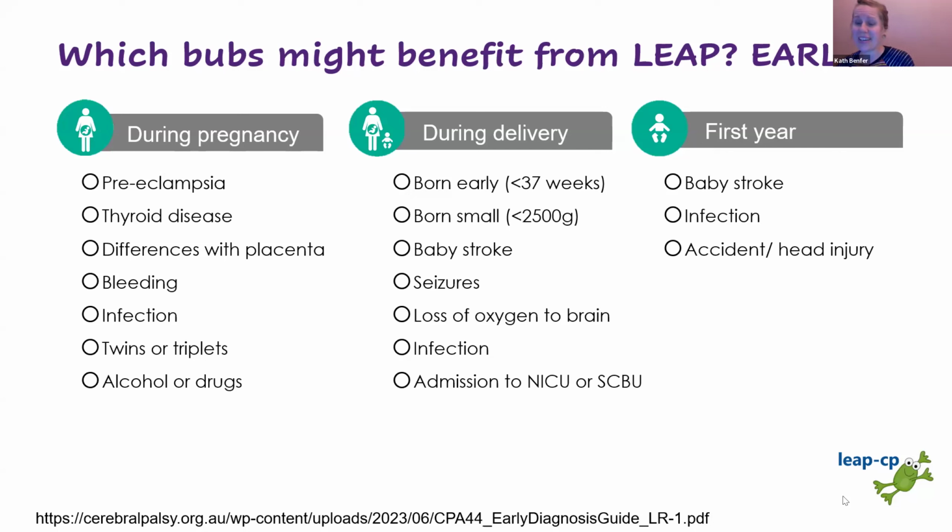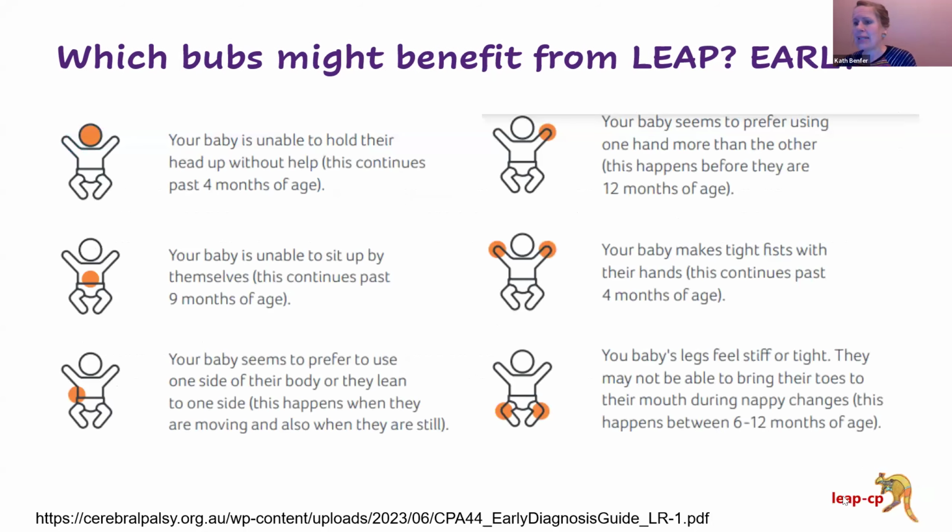The Cerebral Palsy Alliance have some really beautiful resources that give quite detailed lists of risk factors. And in addition to those birth identifiable risk factors, we've also got things that families or health providers can notice in the baby in that first year of life that can also indicate that bub would benefit from some additional screening.